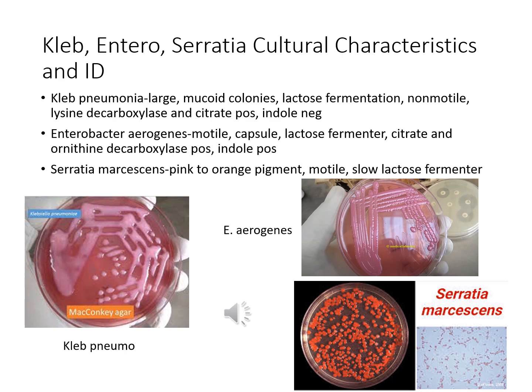And then Serratia marcescens is a highly pigmented organism. As you can see in the picture, it is usually a pink to orange kind of pigment. It is motile, and it is a slow lactose fermenter.